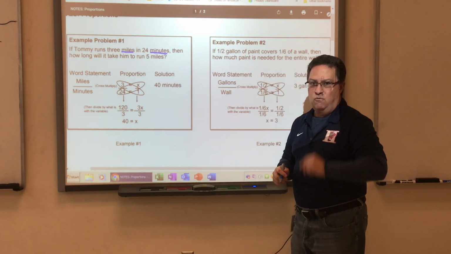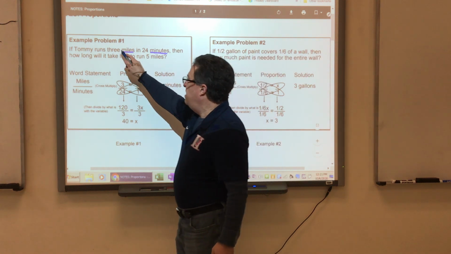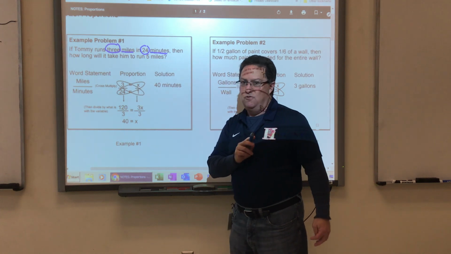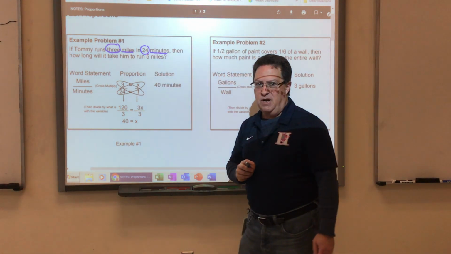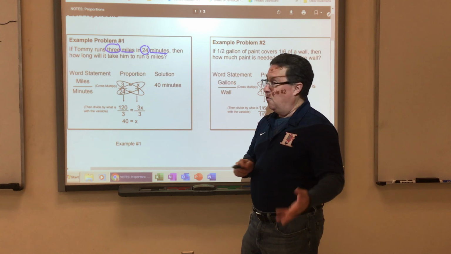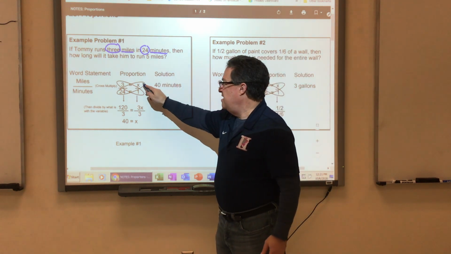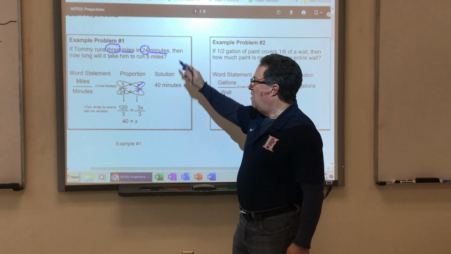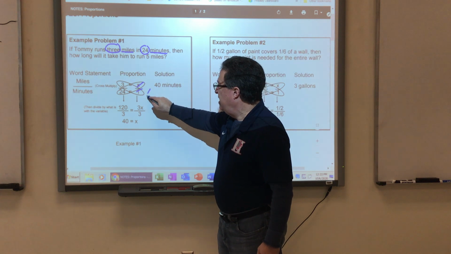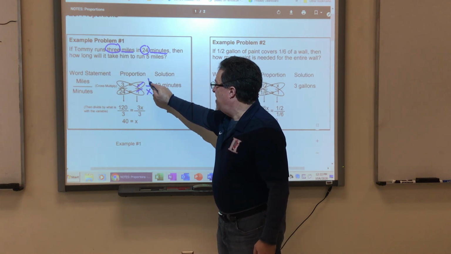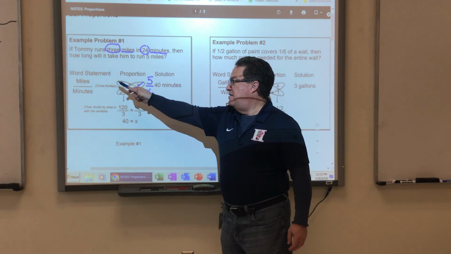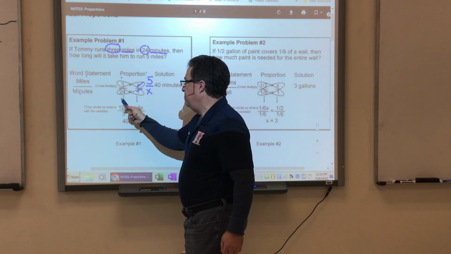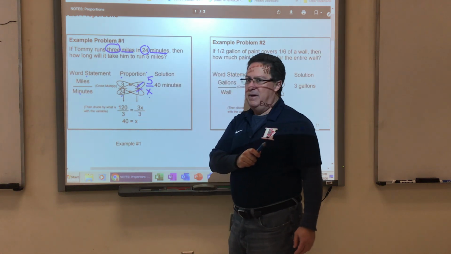Step 2, write what you know. We know he runs 3 miles in 24 minutes. Step number 3, write what you need to know. That's the other proportion. If you remember, there is a typo on this particular page. What we want to know is how long it takes to run 5 miles. So we have miles on top, miles and miles. We have minutes, minutes, and I need to know how many minutes.